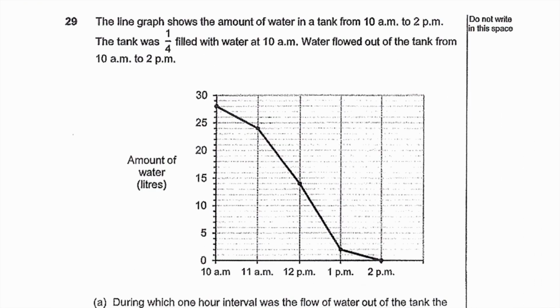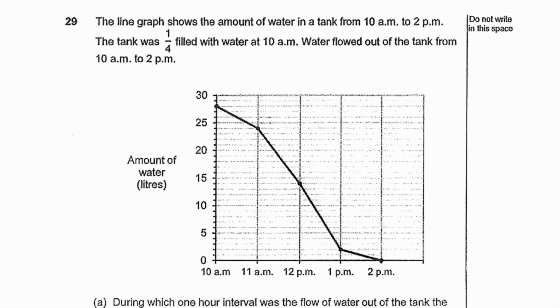The line graph shows the amount of water in the tank from 10 AM all the way to 2 PM. The tank was a quarter filled at the beginning, 10 AM. Water flowed out quite clearly. So this is not the amount of water used, it's the amount of water left in the tank. Because what's left is getting lesser and lesser, water is flowing out the whole time.